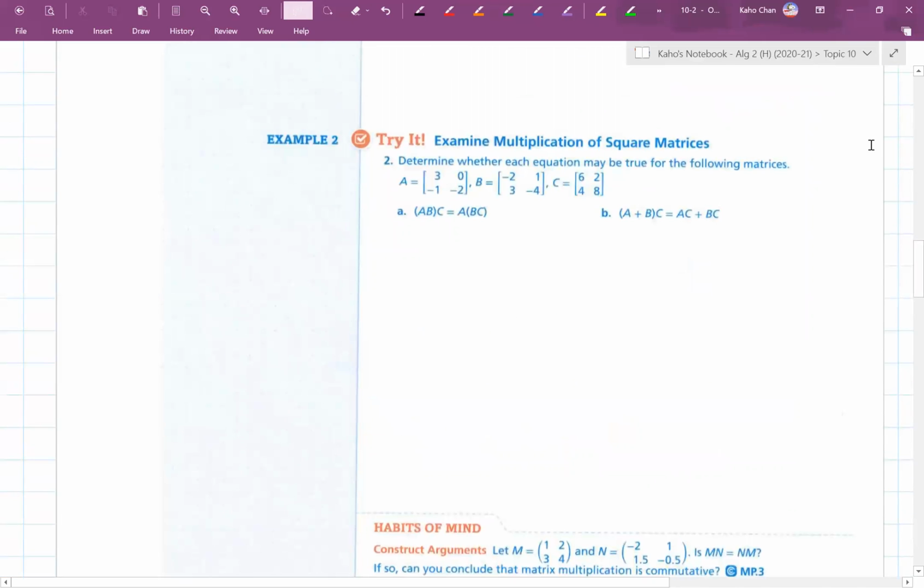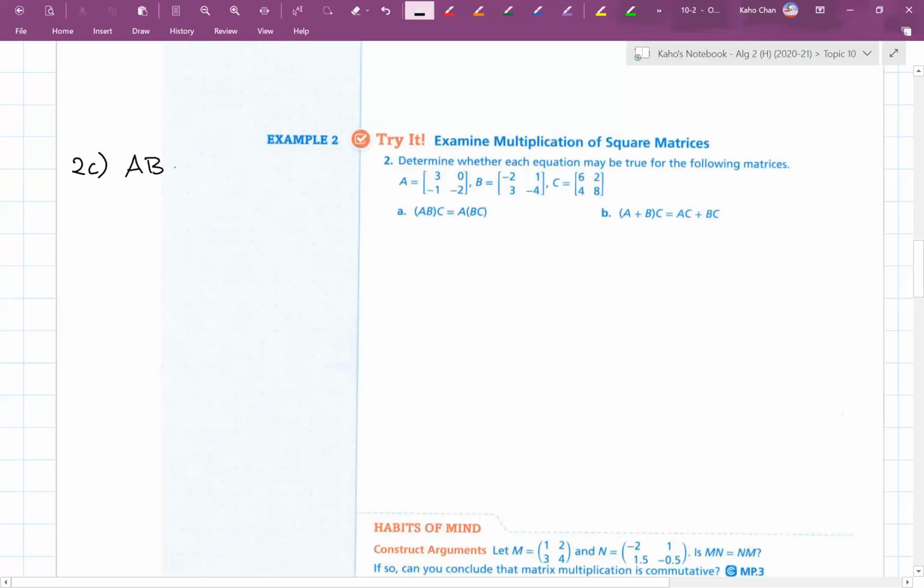Okay, so we have 3 matrices here, A, B, and C. They all happen to be 2 by 2s. Question: determine whether each equation may be true for the following matrices. Now, what I'm going to do is fit in a third example first. So off to the left here, can everyone write down 2C? This is from the book.